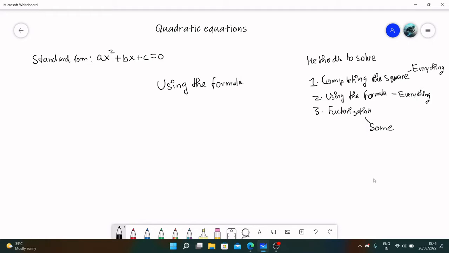The formula to solve a quadratic equation is x equals minus b plus minus square root of b squared minus 4ac, all divided by 2a.